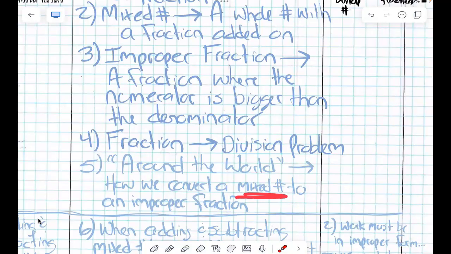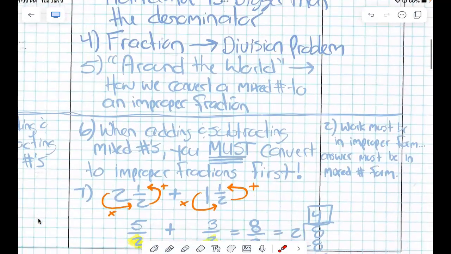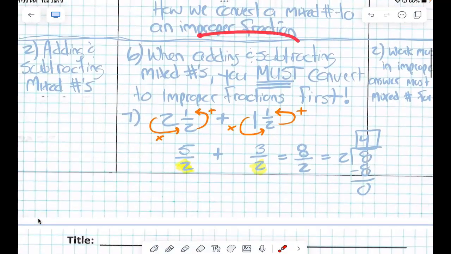How do we convert a mixed number to an improper? You do that around the world, right? Yes. Good enough answer for me. Good. Number 6. We're going to read this together. Everyone's going to read at the same speed. No one's going to go too fast or too slow. On the count of 3, let's read it.